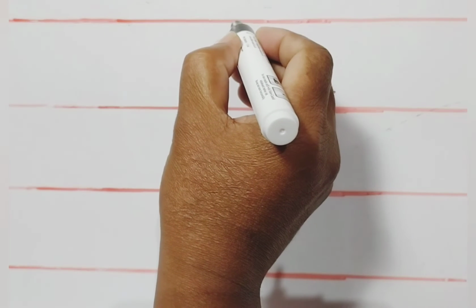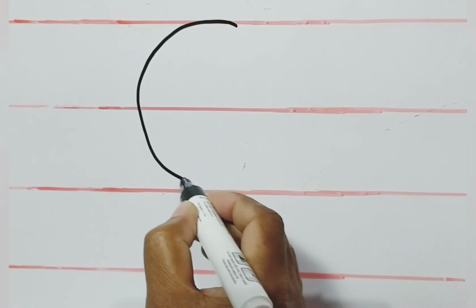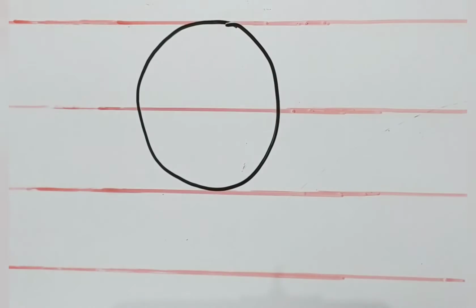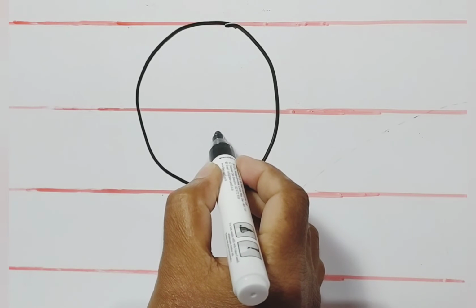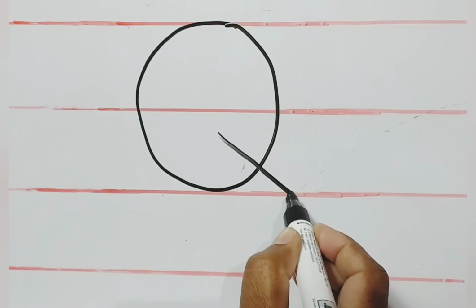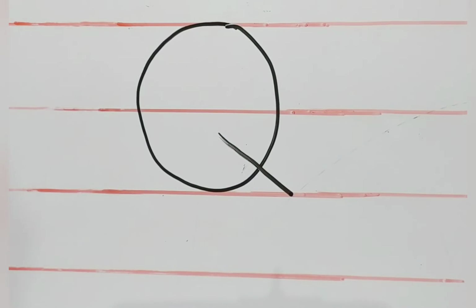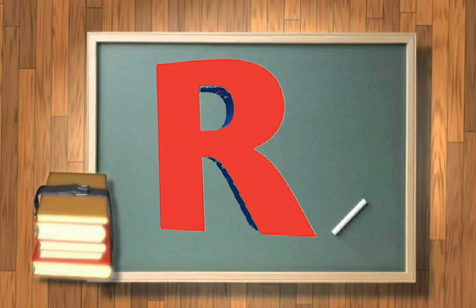Start from the top and make the capital letter O. Then from inside the O, make a slanting line to the right reaching the bottom. This letter is Q. Next letter R.